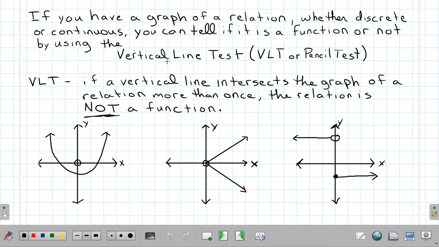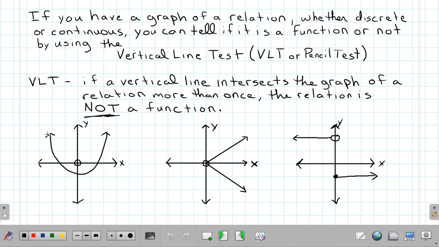So, vertical line test. Everybody hopefully at this point knows what a vertical line is. A vertical line is a line that goes straight up and down. That's why we call this the vertical axis, or the y-axis. But what the vertical line test tells us is if a vertical line intersects the graph of a relation more than once, the relation is not a function, okay? So what do we mean by that?